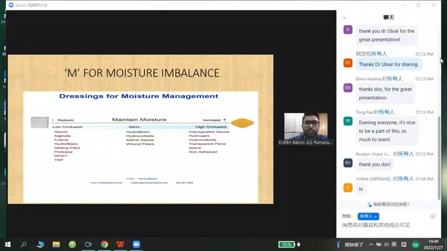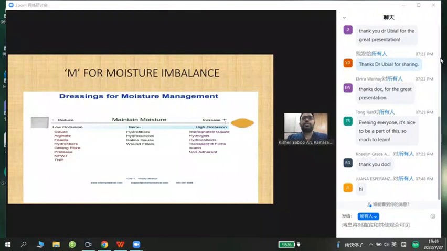M is for moisture imbalance. The common one we've been using, which is found everywhere, is usually gauze. The other forms of moisture management that can be used are alginates, foams, hydrofibers, negative pressure wound therapy, and they have different types.